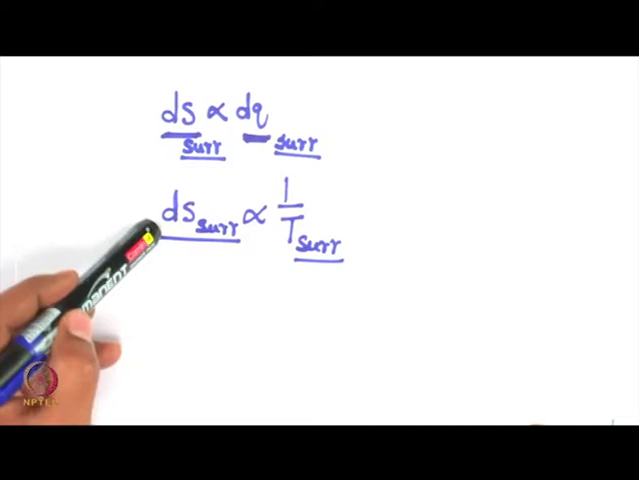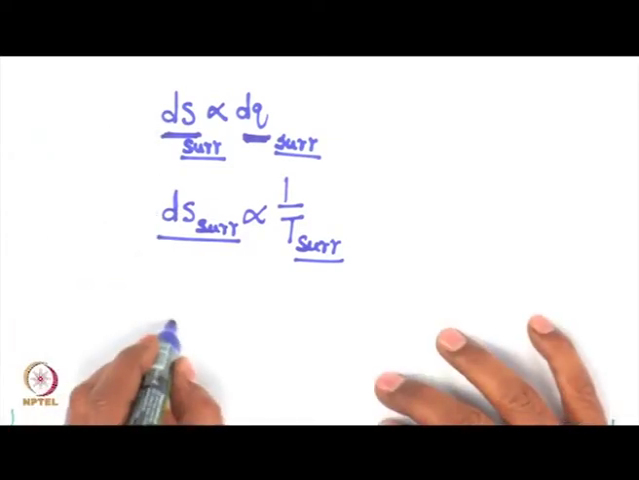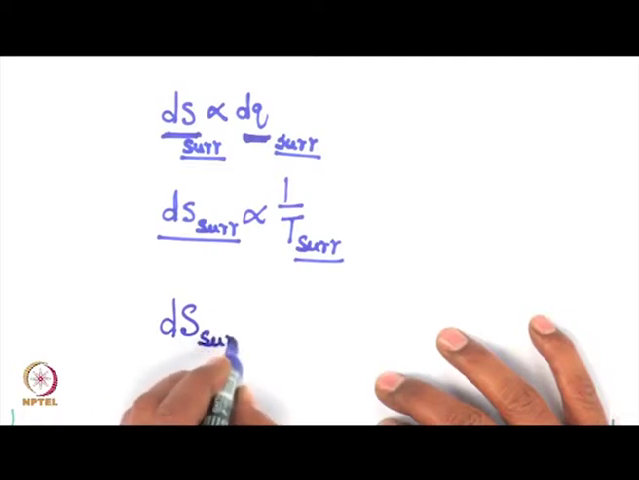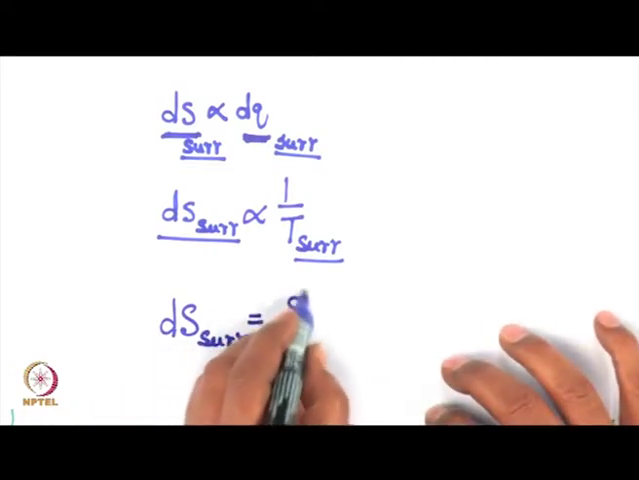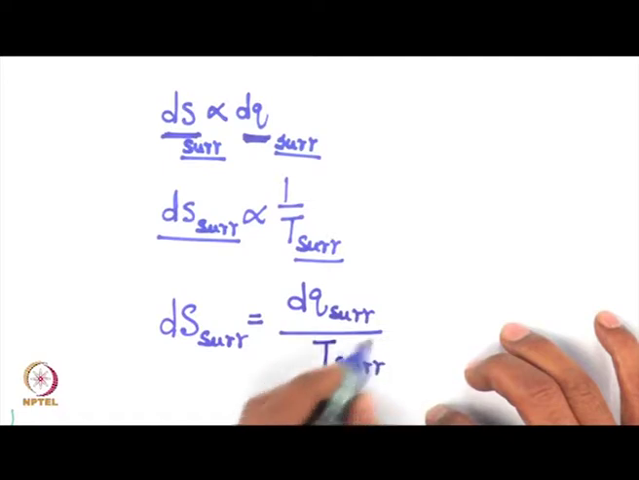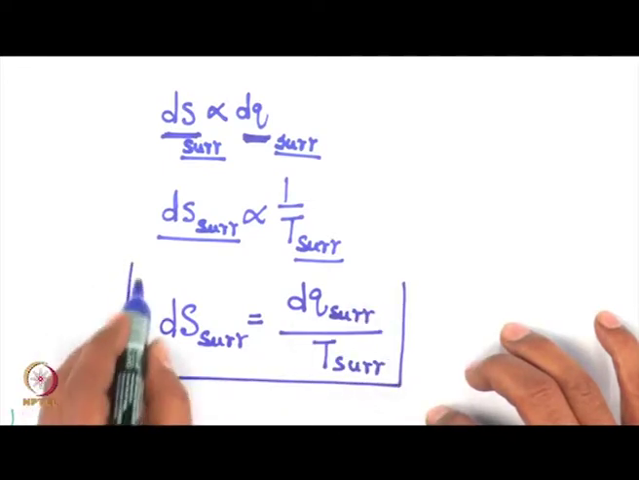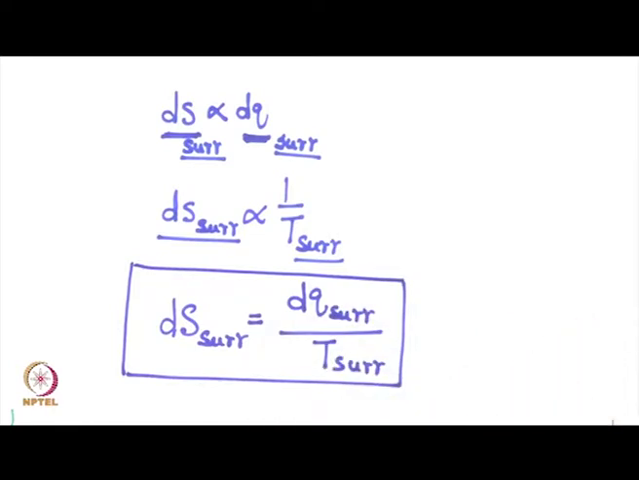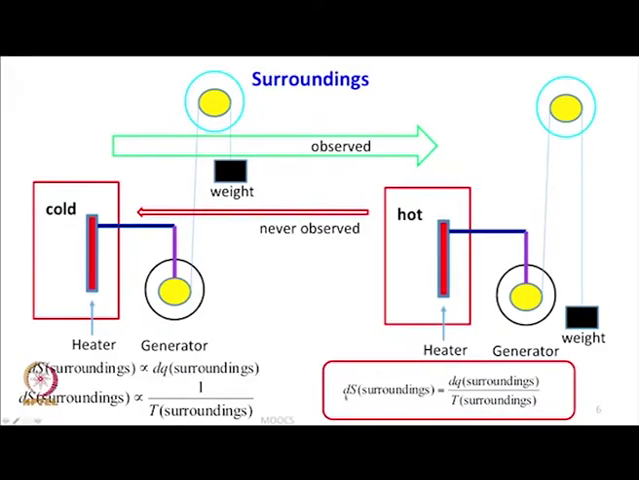Now, when you combine these two, then I can write dS surroundings is equal to dQ surrounding divided by temperature of surrounding, and the proportionality constant I am absorbing in this equality. And that is what we see in this slide, that dS surrounding is equal to dQ surrounding by T surrounding. So, this is the formula to be used if we want to calculate the change in entropy of the surrounding. We need to actually know the amount of heat transferred to the surrounding and the temperature of the surrounding.